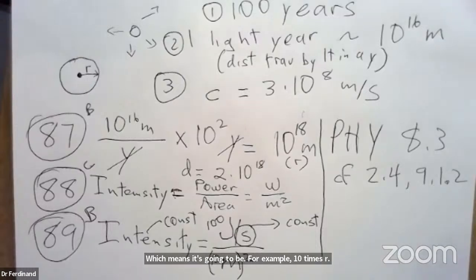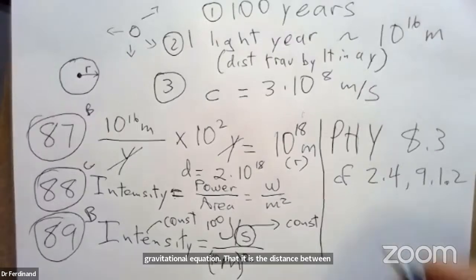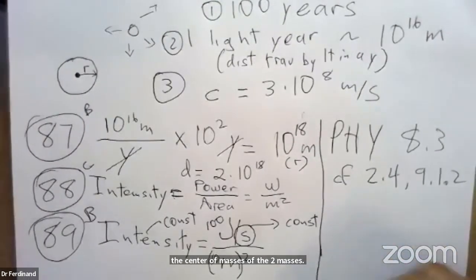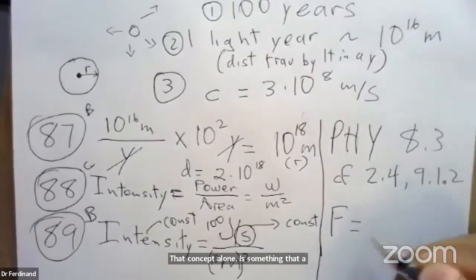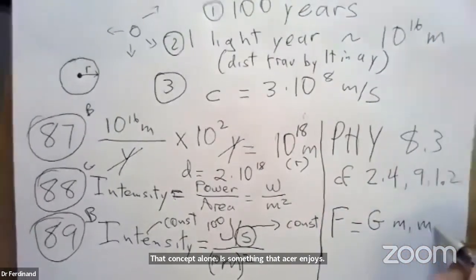Okay, so I do have a caution for you, and it's about the gravitational equation, because that's a very important inverse square law. But there's something special about it as compared to Coulomb's law. And that is, you heard me say when I described the gravitational equation that it is the distance between the center of masses of the two masses. That concept alone is something that ACER enjoys. Well, I hope you will enjoy it too.